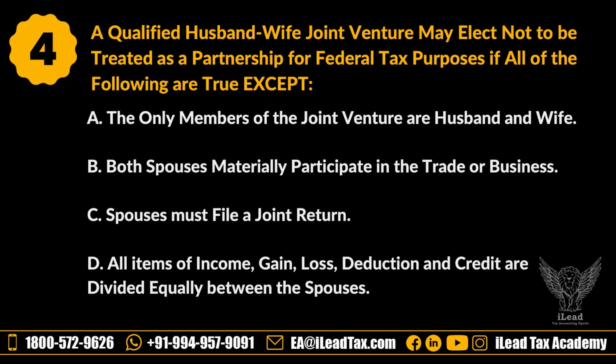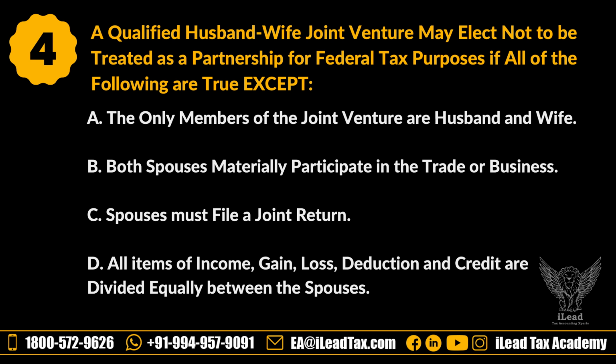A qualified husband-wife joint venture may elect not to be treated as a partnership for federal tax purposes if all of the following are true except: A. The only members of the joint venture are husband and wife. B. Both spouses materially participate in the trade or business. C. Spouses must file a joint return. D. All items of income, gain, loss, deduction, and credit are divided equally between the spouses.